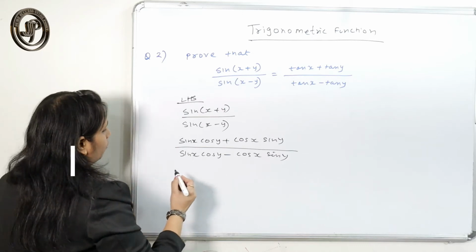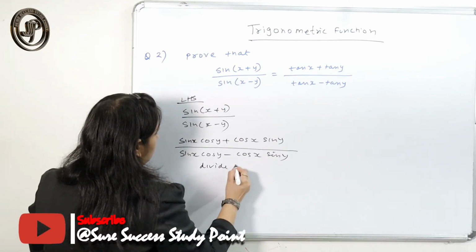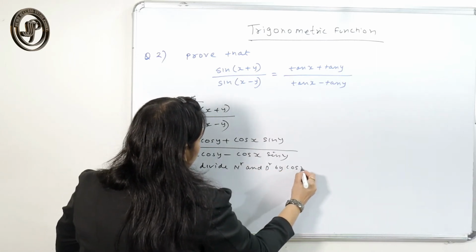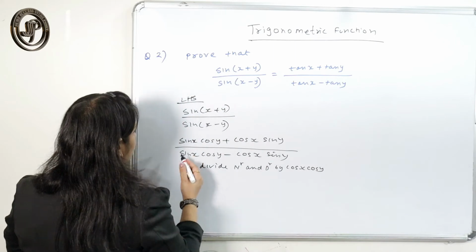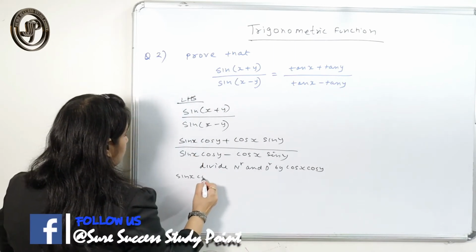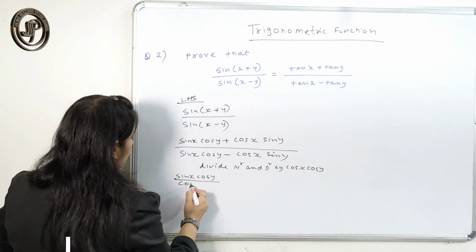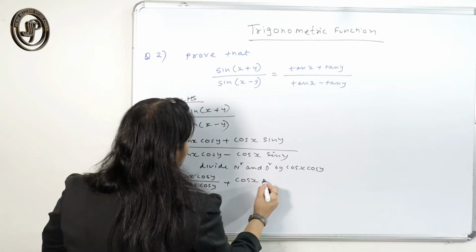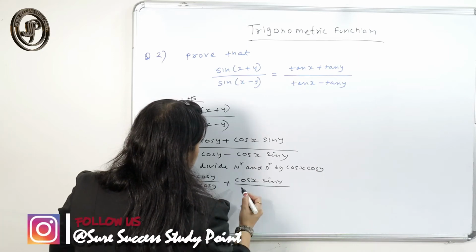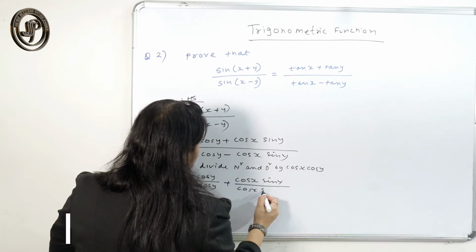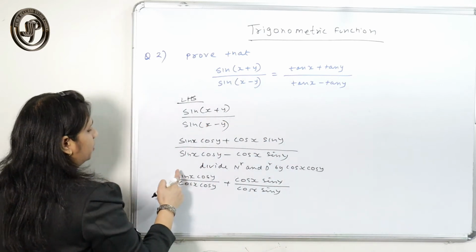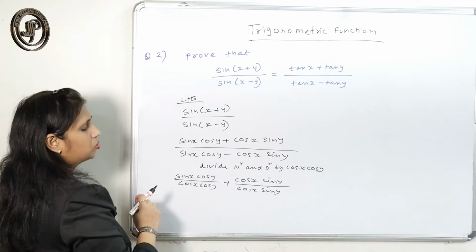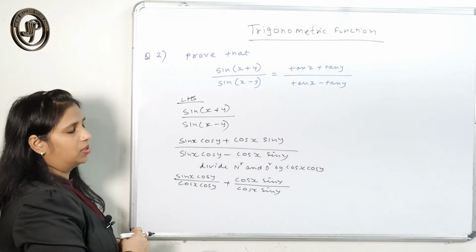okay, then what will you get? Divide numerator and denominator by cos x cos y. Then what will you get? Sin x cos y upon cos x cos y. Why am I dividing by cos x cos y? Because in this step I need tan x. If I divide by cos x cos y, cos y will cancel, and sin by cos becomes tan.